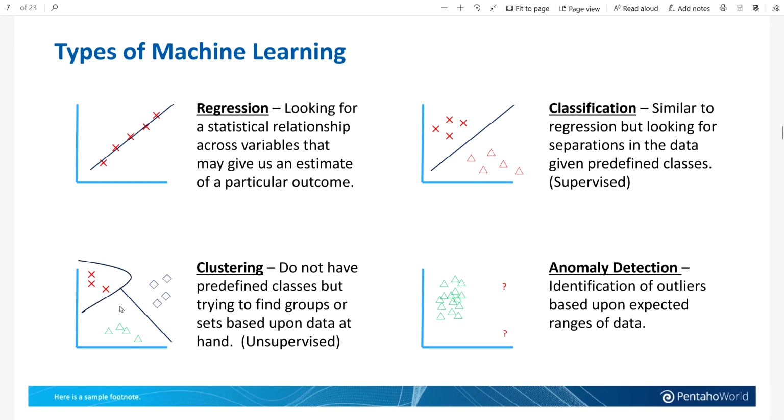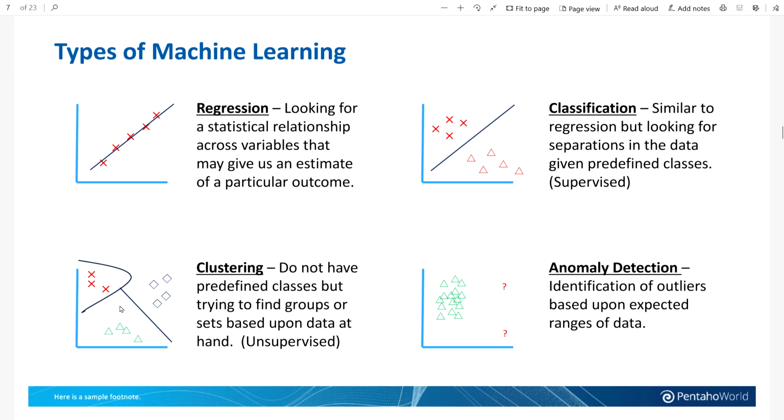Then there are different techniques in machine learning. Some basic terms we'll hear are regression, as we discussed earlier, where we are looking for a statistical relationship across variables, like how the weight rises proportionally with height. If a person is 5 feet 6 inches and his weight is 60 kgs, what will happen if the height rises by 2 inches? Say 5 feet 8 inches, weight might be 62 kilograms. So we are trying to find a statistical relationship across variables that gives us an estimate of a particular outcome.